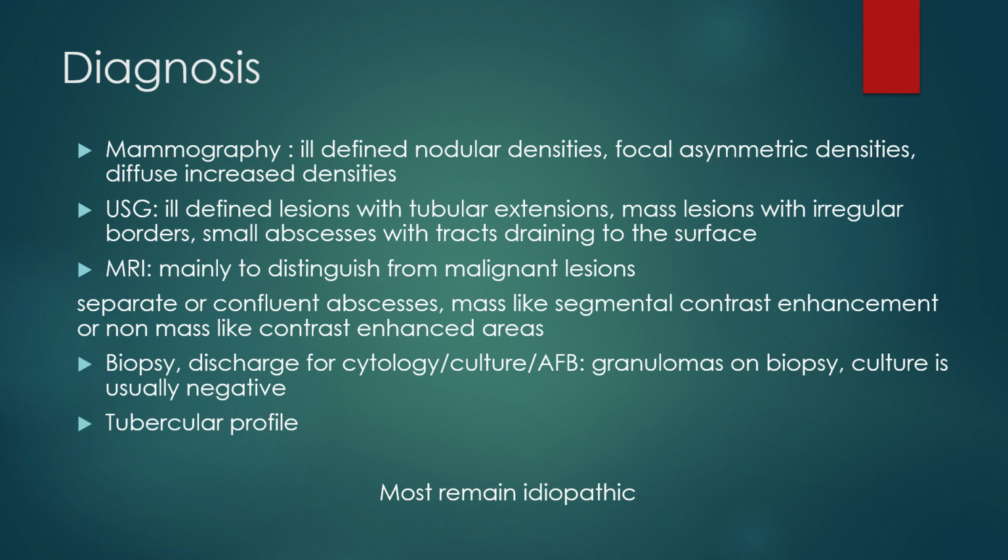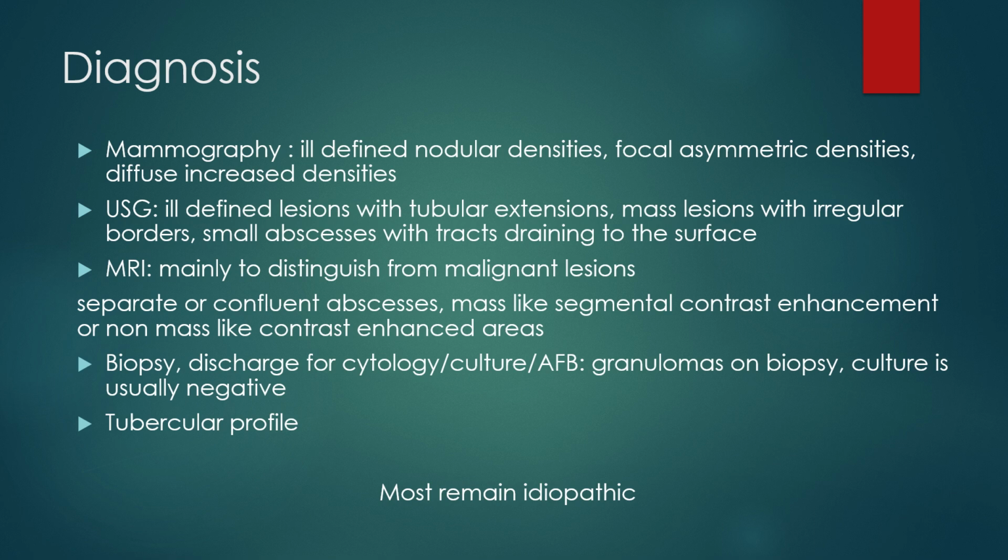Mammography may reveal ill-defined nodular densities or focal asymmetric densities or diffuse increased density. Sonomammography may reveal ill-defined lesions with tubular extensions or mass lesions with irregular borders. There may be small abscesses with tracts draining to the surface in acute conditions. MRI is mainly used to distinguish from malignant lesions. MRI may show separate or confluent abscesses or mass-like segmental contrast enhancement or non-mass-like contrast enhanced areas.